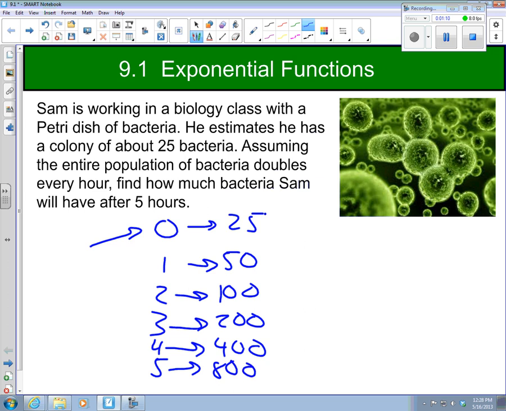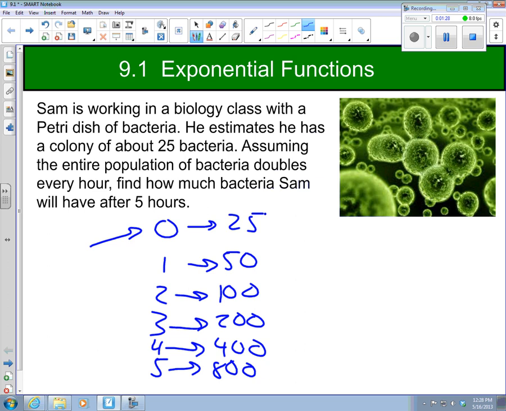Now, when it's just 5 hours, 10 hours even, you can set up little tables like this. But when you get to maybe 100 hours or 200 hours, you're not going to want to set up a table like this. You're going to work with the exponential growth here, the exponential function.